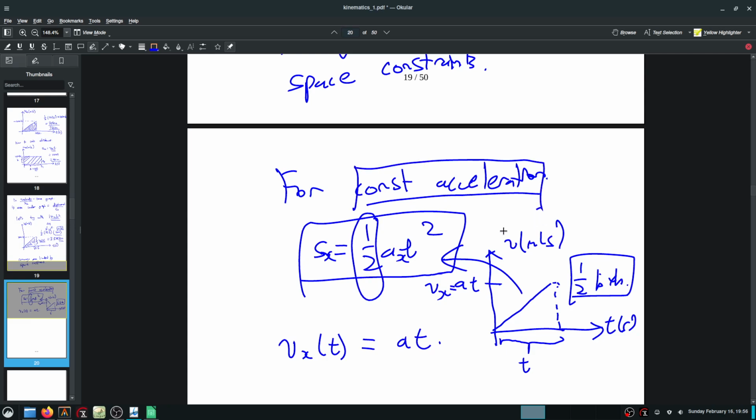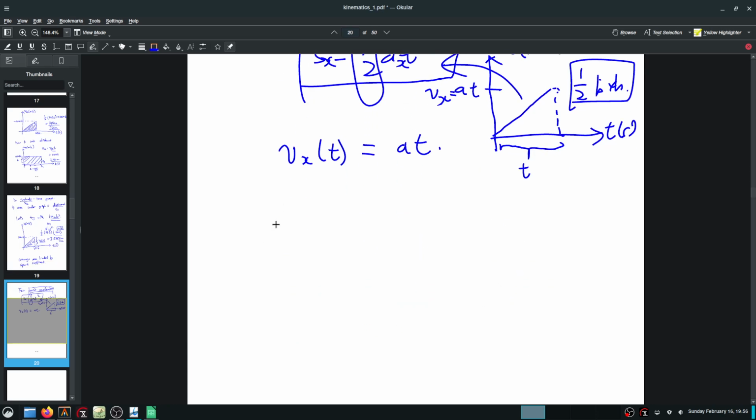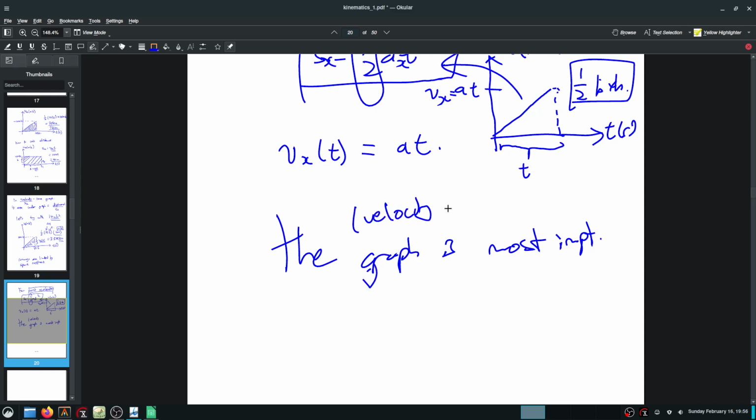So do not just plug and play your formulas. S is not always equal to half AT squared. Always refer back to the graph. The graph is most important. And what I'm showing here is a velocity time graph. So that's what I want to remind you.